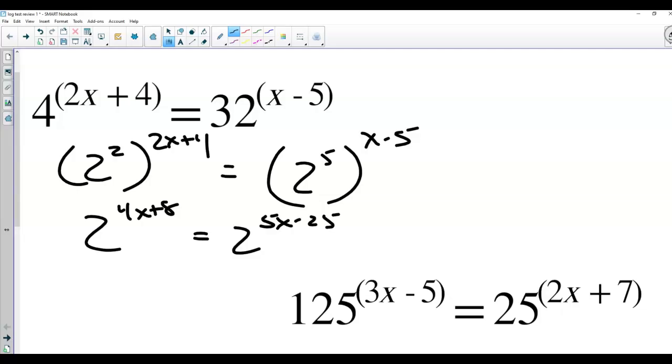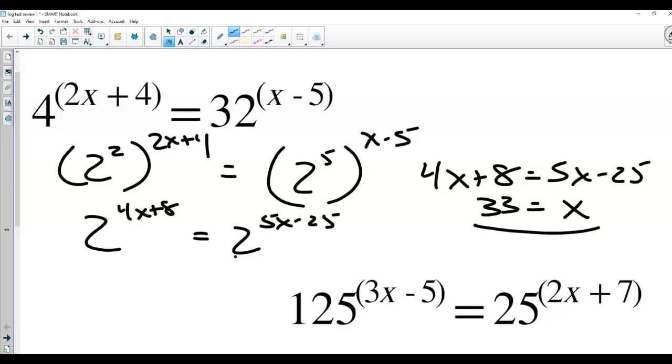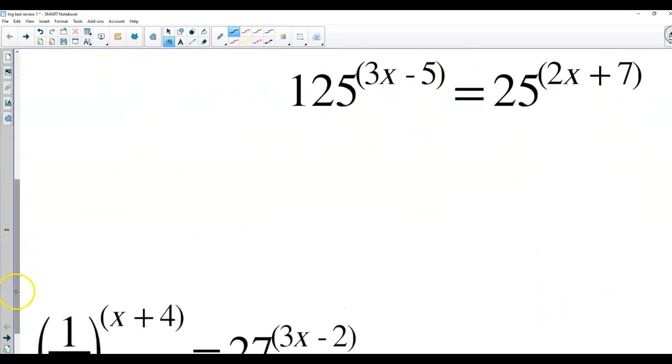When you have a power to a power, you're multiplying, so you're distributing through the exponent. Once I have same bases, the bases are useless to solving the problem. I don't need them anymore. I'm simply setting the exponents equal. 4x plus 8 equals 5x minus 25. I'm going to subtract 4x on both sides and get x. I'm going to add 25 on both sides and get 33. That's my answer. You're going to get some weird numbers here. That's okay. In fact, that's probably one of the more normal ones.